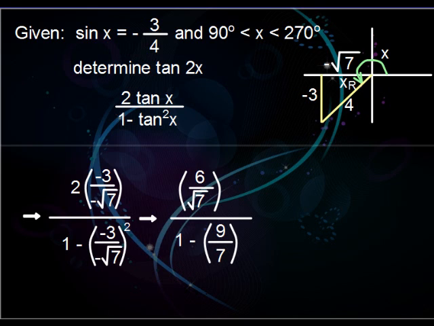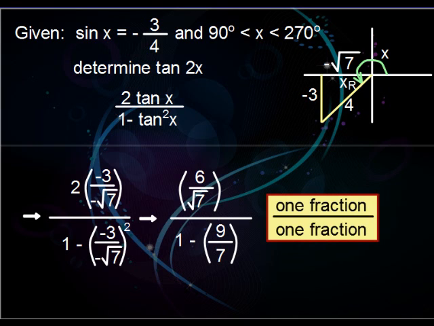Okay, now here's what we want to do. In order to clean this up, we want to simplify this complex fraction so that we just get one fraction on top, which, by the way, we already have, and then just one fraction on the bottom, which we don't have. In order to make this one fraction on the bottom, we're going to need to get a common denominator. So how about we rewrite that 1 as 7 over 7.